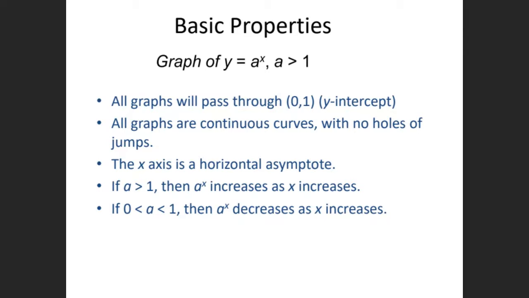The x-axis is what's called our horizontal asymptote. We've covered asymptotes before. This is the imaginary line that a graph cannot cross or touch. So if a is greater than 1, then we say that the exponential equation is increasing. If a is between 0 and 1, meaning a fraction, then the function is decreasing as x is increasing.